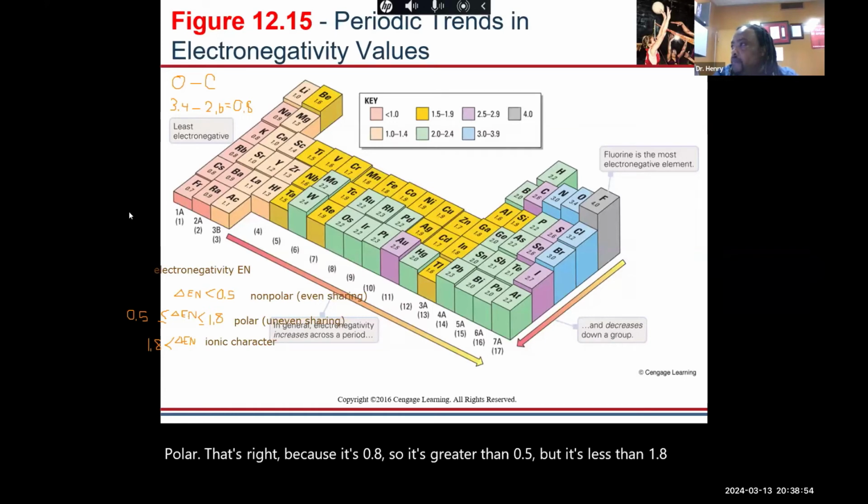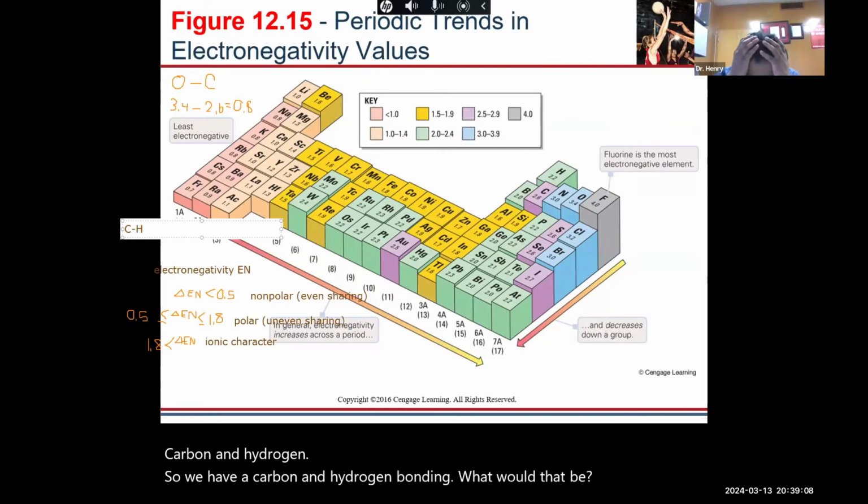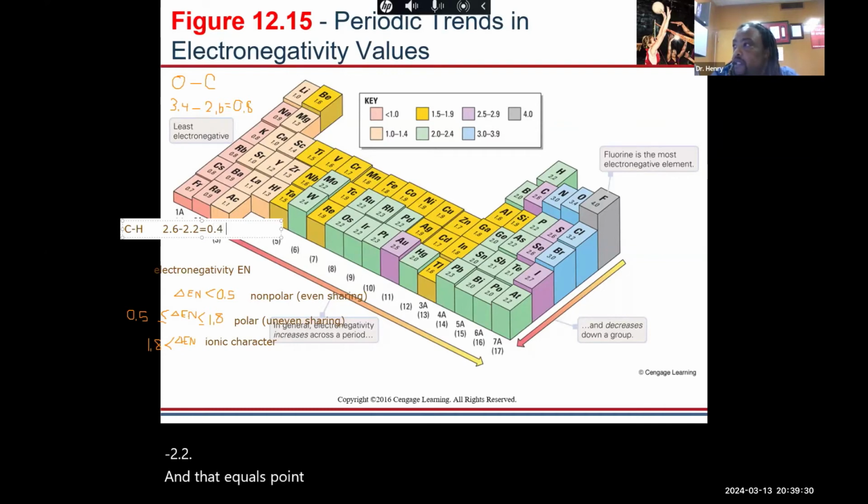What about carbon and hydrogen? We have a carbon and hydrogen bond. What would that be? It'll be 0.4, so it'll be nonpolar. We say that's 2.6 minus 2.2, and that equals 0.4. So that would be nonpolar. You see how that works?